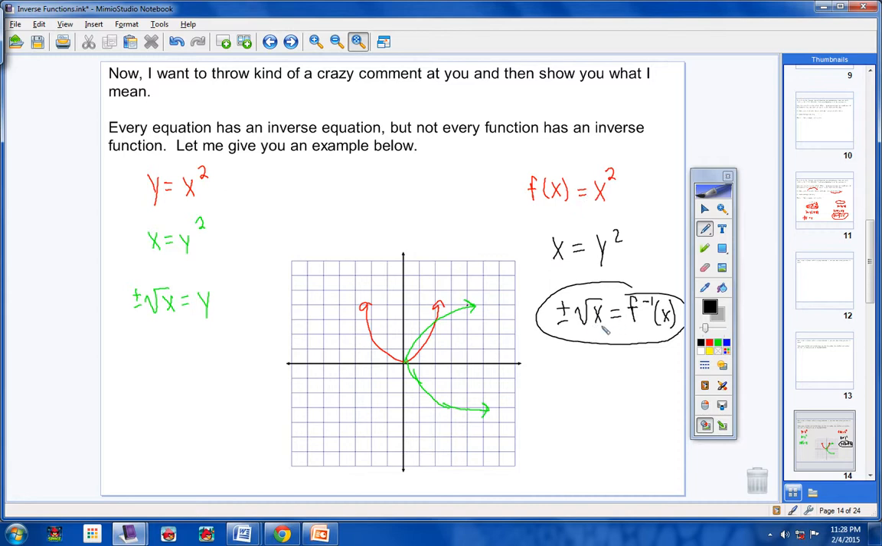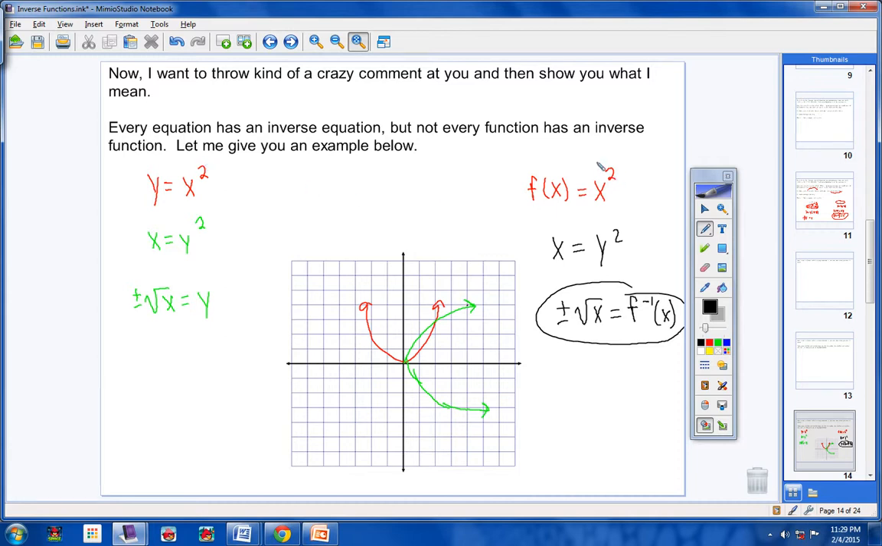I mean, sure, here's the equation, but let me ask you a question. Is this equation that I just circled here a function? No, it's not, because look at the graph of it, and also every input that I put in is giving me two outputs. So no, it's not. Now, if you want to talk about equations, hey, all equations have inverse equations because we don't care about the vertical line test if it's just an equation. But when you're dealing with functions, not every function has an inverse function.